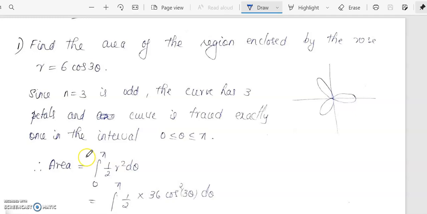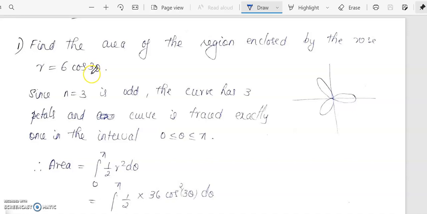Good morning, all. So let us see again a few more problems on calculating the area bounded by polar curves in today's class. So the first problem is to find the area of the region enclosed by the rose curve r equal to 6 cos 3 theta.